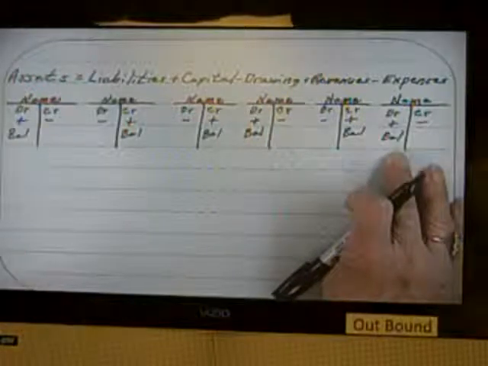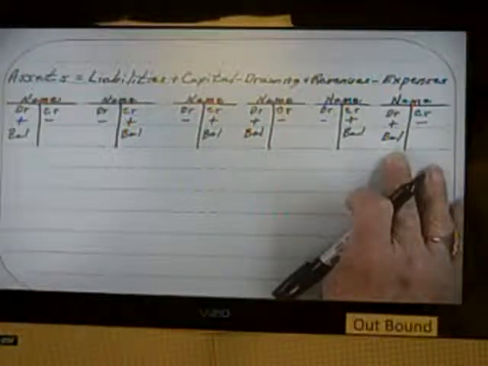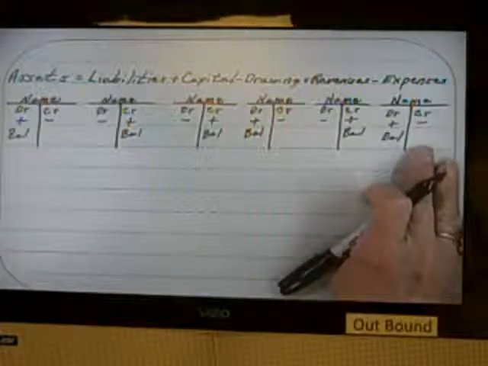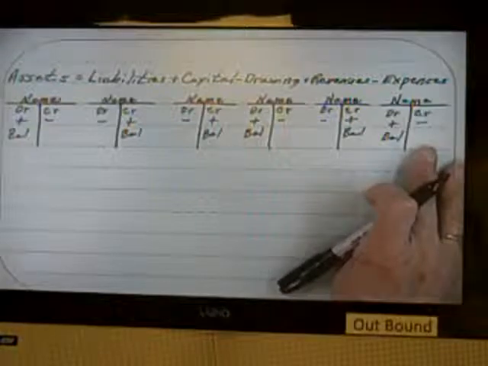Now, I'm not saying we would never credit an expense, because we do. If we had an error and recorded an incorrect debit, then we'd have to credit it to fix it. If we need to make an adjusting entry, we might need to credit this account.